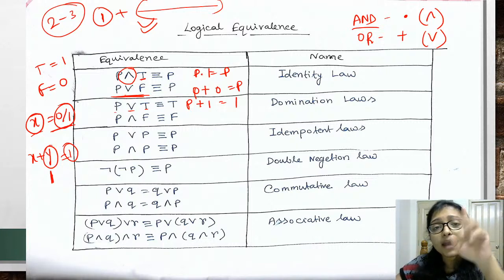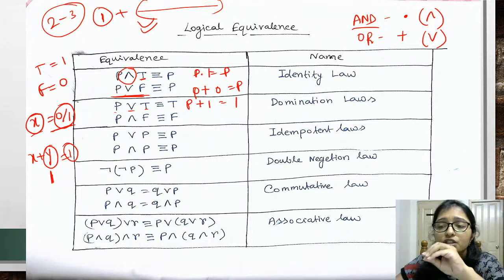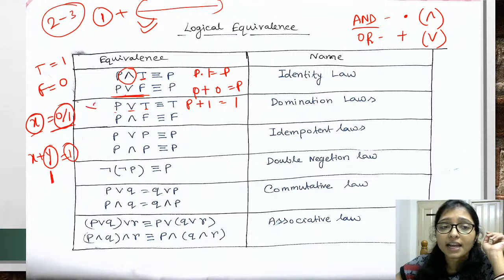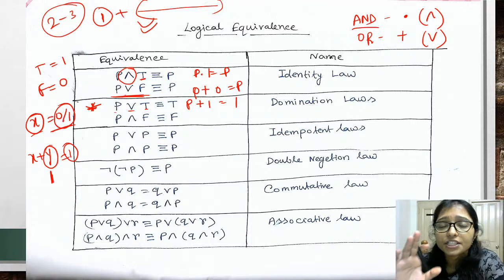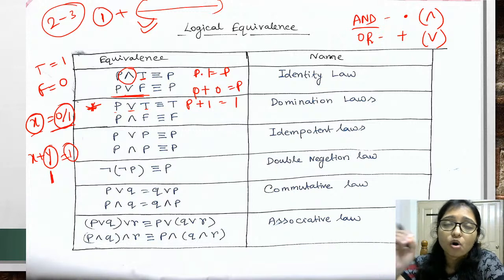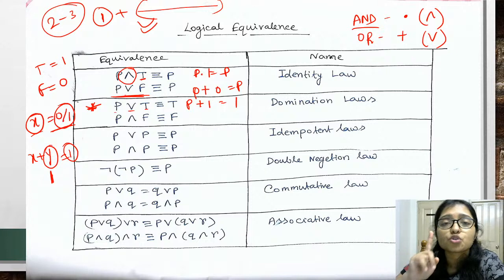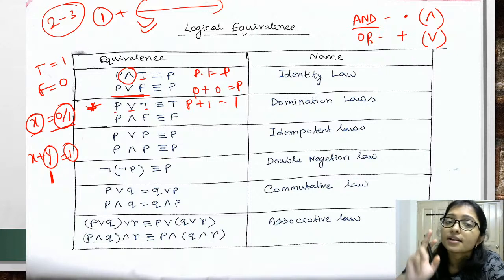This rule is applied so many times in digital logic and in propositional logic also. This is very, very important. Please remember that. If you add 1 with anything, it will become 1, because for an OR gate, if at least one is true, the total result will be true, right? This is very important, please remember that.